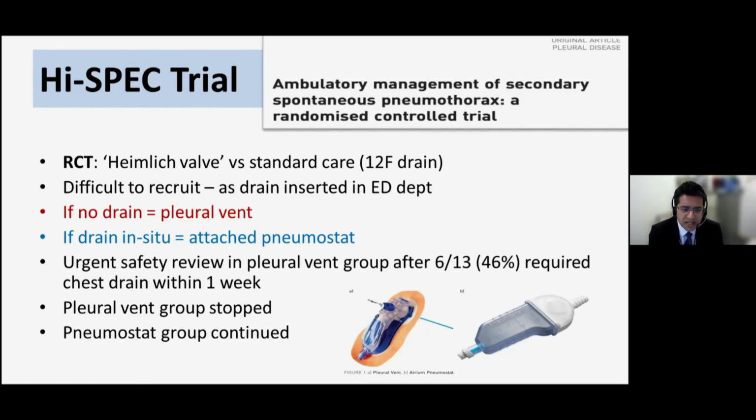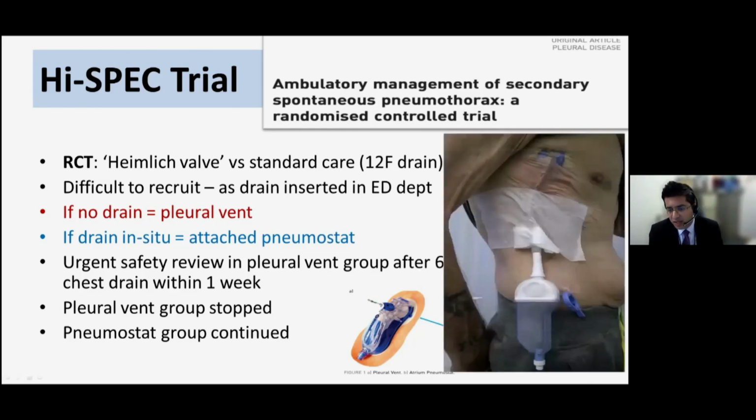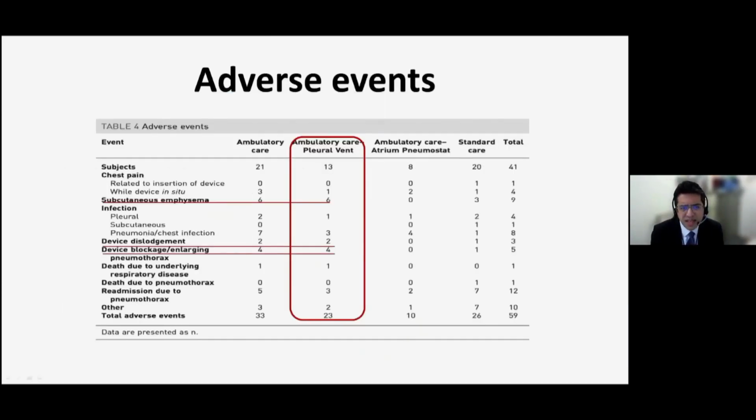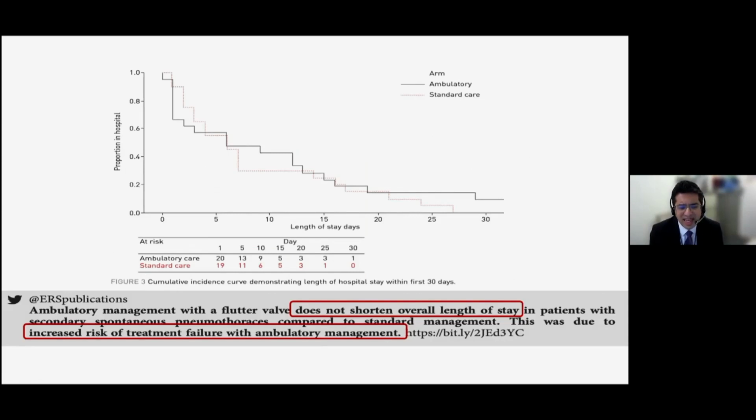But unfortunately, they stopped. There was an urgent safety review because of patients who were having the pleural vent device, just under 50% were requiring a drain within a week. And they carried on using the pneumostat device. Unfortunately, the pneumostat is no longer available. So the conclusion from this study was that in secondary pneumothorax, pleural vent or Heimlich devices probably should be avoided, but the pleural vent is an 8 French catheter, so it's much smaller, and perhaps these patients have larger air leaks which can't be managed with such small devices.